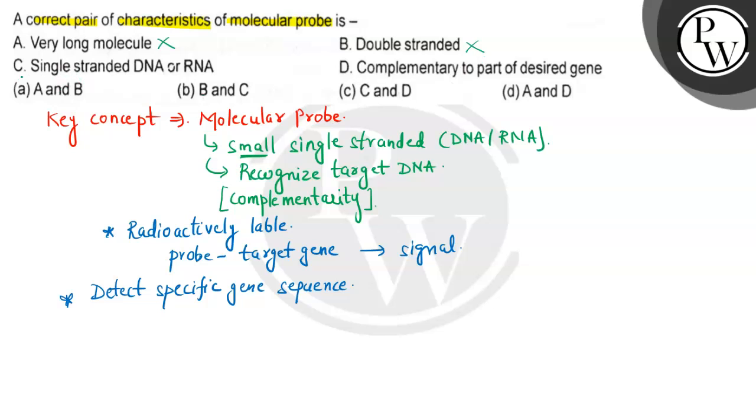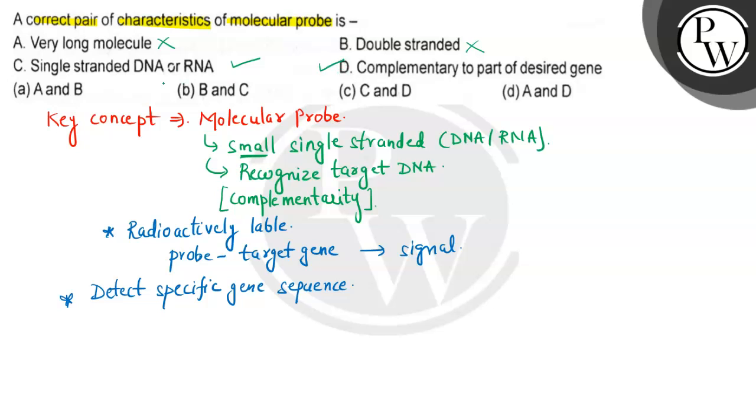अगर बात करें option C की, it is saying that it is a single stranded DNA or the RNA molecule. Correct, it is a single stranded DNA or the RNA molecule. And if you look at the D here, it is saying that it is complementarity to the part of desired gene. Again correct, because it is showing the complementarity sequence to the target DNA, or we can say the desired gene. Again, this is the correct one.